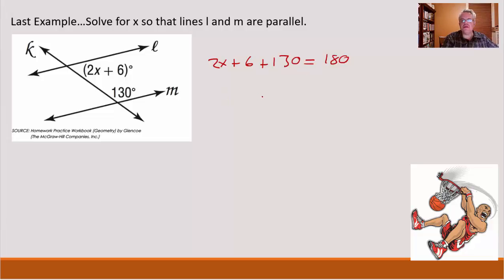Looks exactly the same as the problems we've been doing. It's just the algebra is the same. The idea is a little bit different. Again, before we gave you the lines are parallel and asked what x has to be. Now it's the other way around. What does x have to be for the lines to be parallel?